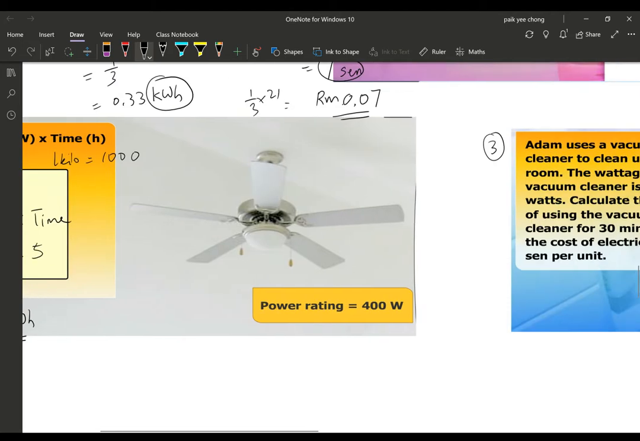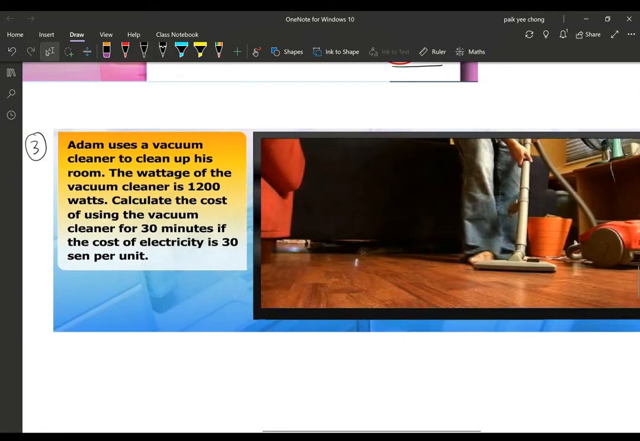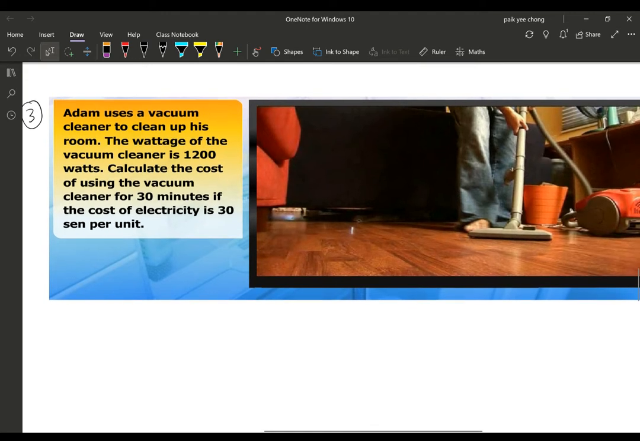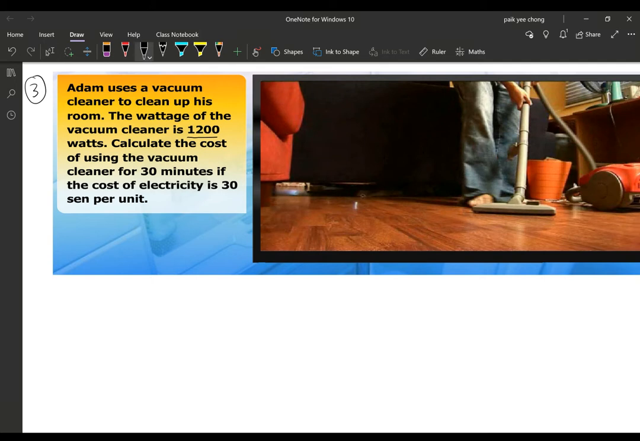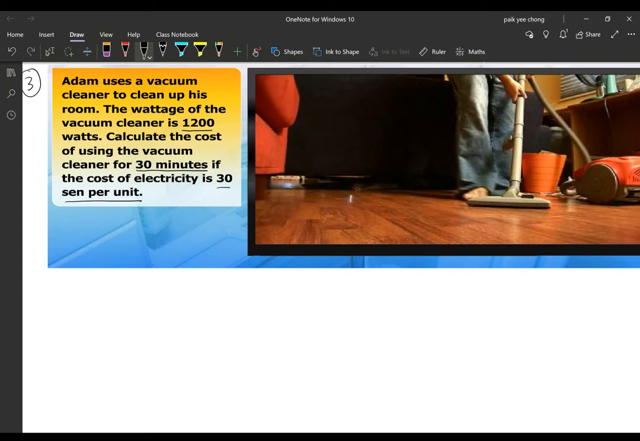Simple one. Okay, number 3. Let's look at one more question, and take 2 more questions. Now, Adam uses a vacuum cleaner to clean up his room. The wattage of the vacuum cleaner is 1,200 watts. Calculate the cost of using the vacuum cleaner for 30 minutes if the cost of electricity is 30 cents per unit. So there are 2 parts of the question. First part, you need to find out the amount of electrical energy used.